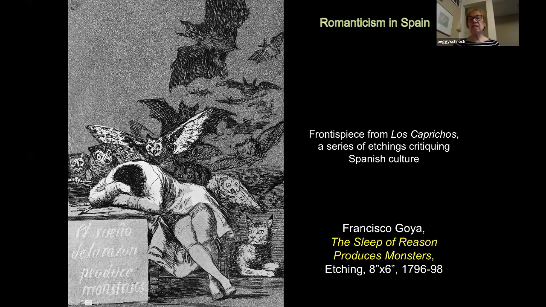Los Caprichos is simply a book of etchings that he did that show the sort of capriciousness, sort of mocking the pretensions of the Spanish aristocracy. So that's what the book was. But this frontispiece is really interesting, and it's very much an Enlightenment statement. The sleep of reason produces monsters, and that's actually what it says right there.